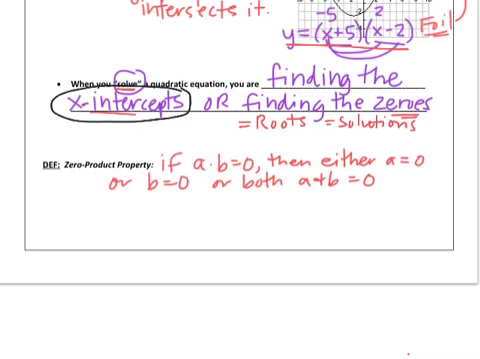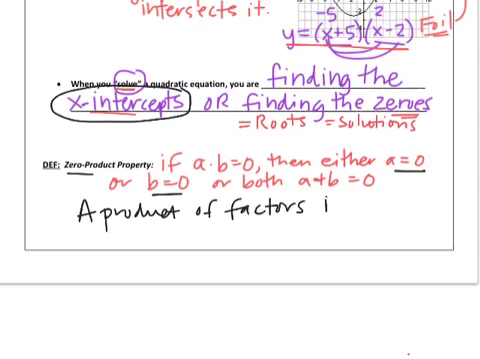All right, and let's remember then that the zero product property, we had this in a previous set of notes. If a times b equals 0, then either a equals 0 or b equals 0, or both a and b equal 0, because anything times 0 is 0. All right, and then another way to say that is a product of factors, meaning two numbers that are multiplied together, is 0.